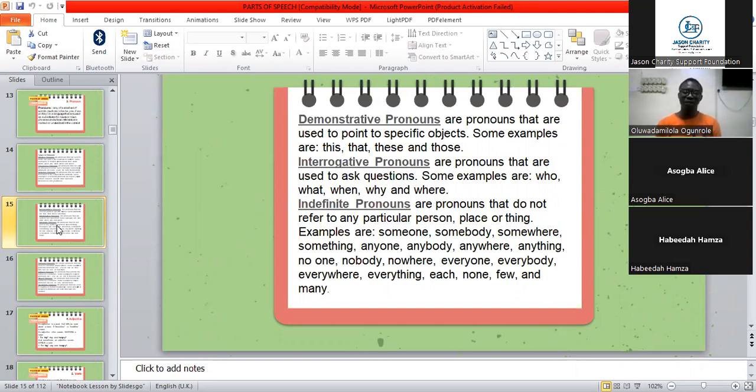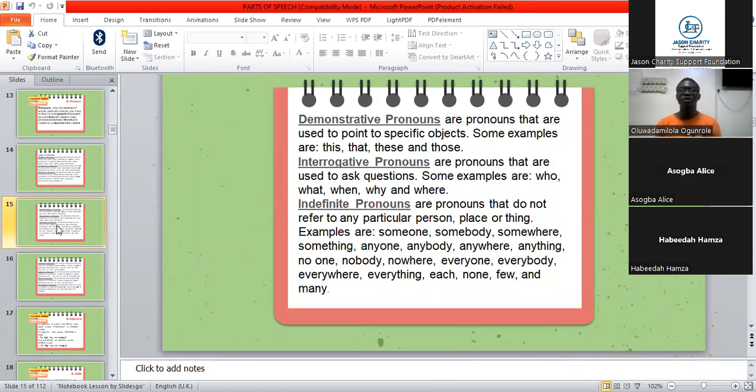So if you want to identify a specific object, you can say this book, if it is closer to you. Or if you want to refer to a book that is far away from you, you say that book. If you have many books very close to you, you can say these books. And if the books are far away, you point to them from afar and say those books.